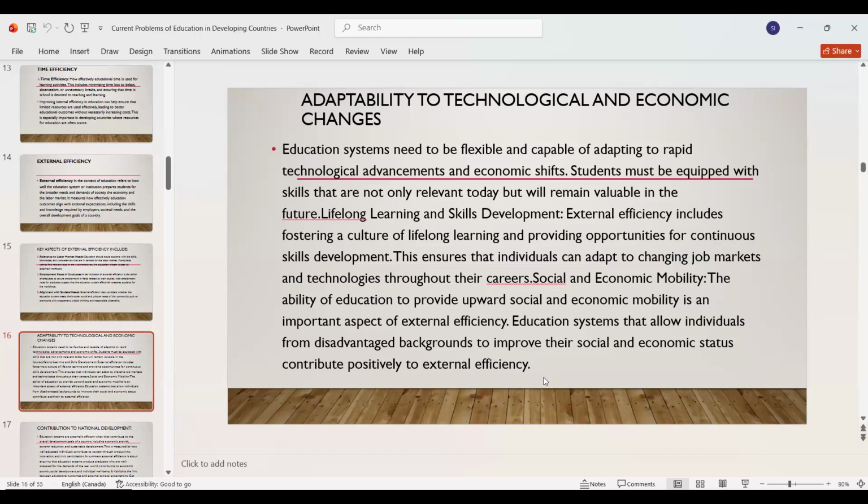So social economic mobility. The ability of education to provide upward social and economic mobility is an important aspect of external efficiency. An education system that allows individuals from disadvantaged backgrounds to improve their social and economic status contributes positively to external efficiency.